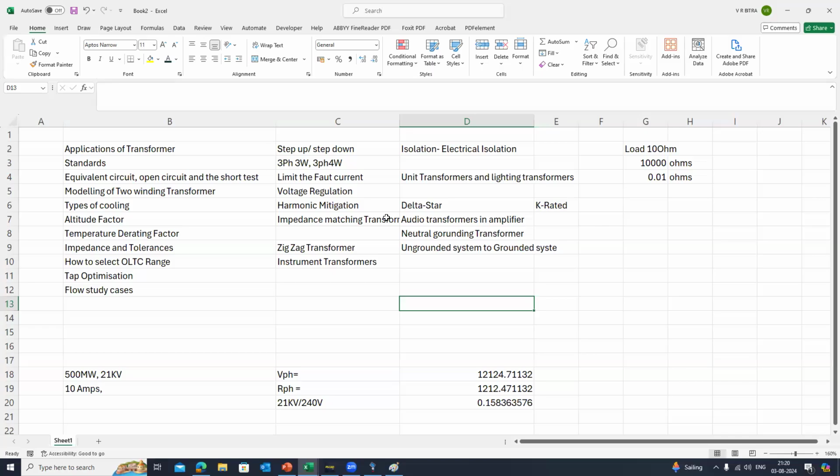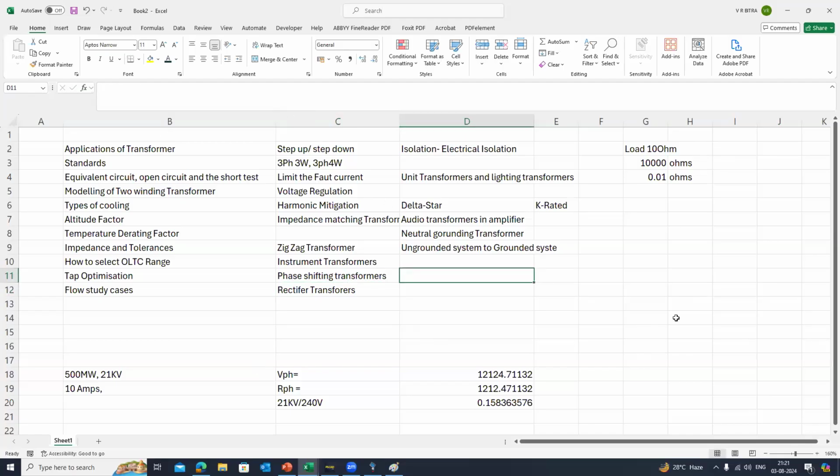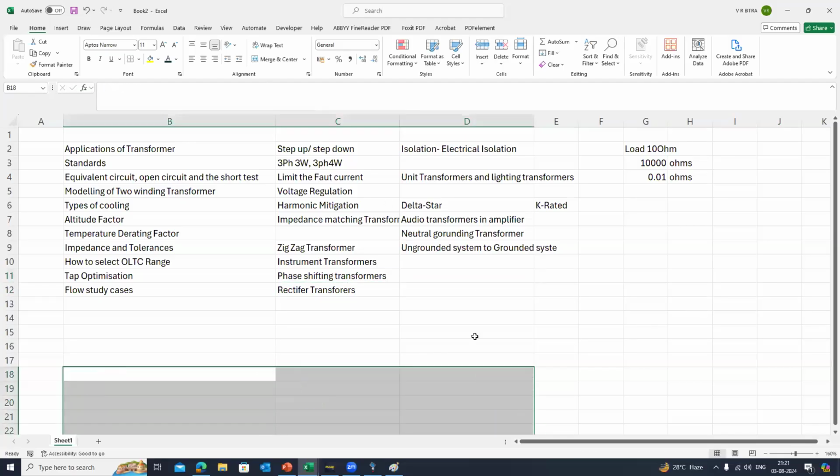And you have one more transformer that is called the phase shifting transformer. Basically, these are useful to increase the power flow in the interconnected network. Phase shifting transformers. Right. And another is the rectifier applications. That means the rectifier transformers, which you can use for 6 pulse applications or 12 pulse applications. So this is about the applications of the transformer. I hope this is clear. Any doubt in this?